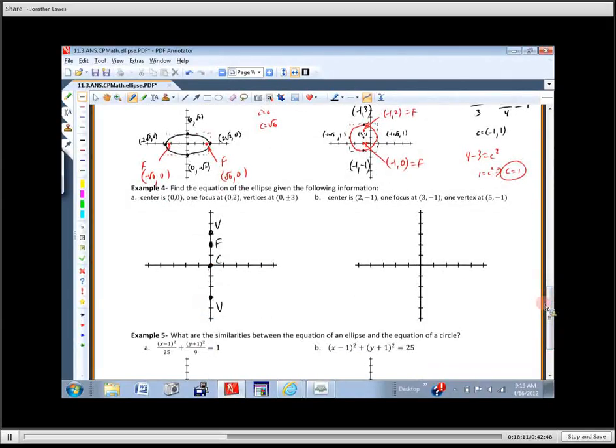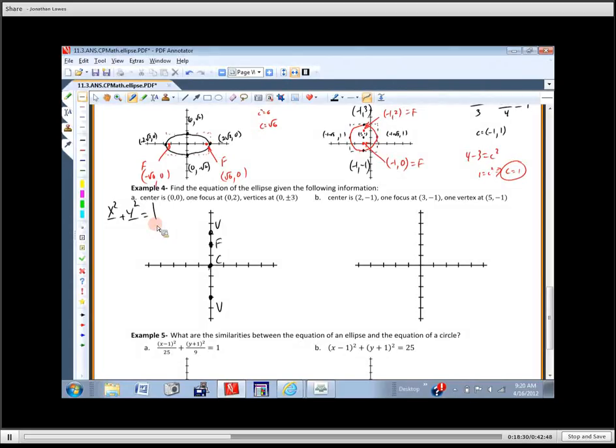What does this tell us right here, that the center is at 0, 0? Yeah, x squared and y squared. So if you want, just write this down. X squared over something plus y squared over something equals 1. I mean, everybody can write that down. If its center is at 0, 0, we ought to be able to write that down.